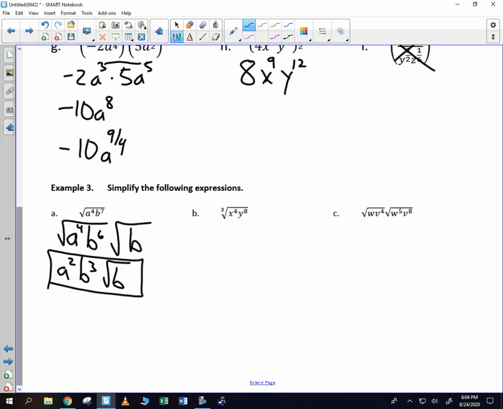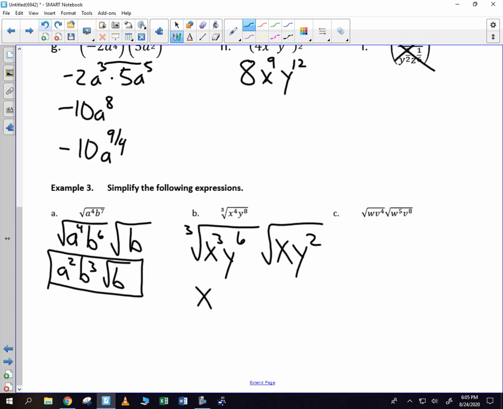For example, perfect cube. What's the perfect cube that divides evenly into x to the 4th? It is x to the 3rd. That really doesn't look very good, does it? We'll go x to the 3rd. And then if you put an x to the 3rd there, you've got to put an x over there in order to make your x to the 4th. Now we have a y to the 6th and a y squared. The cube root of x to the 3rd is x. Cube root of y to the 6th is y squared. And then you have the square root of xy squared.